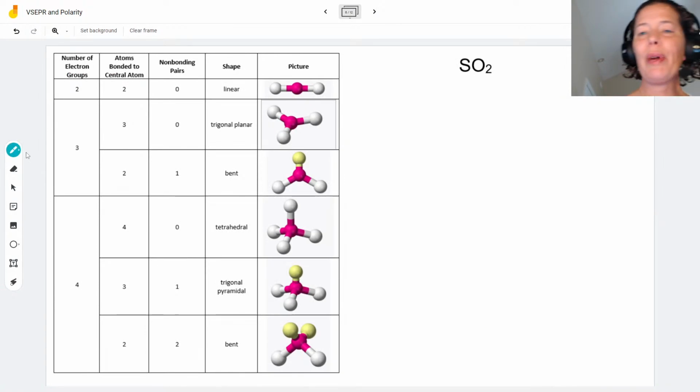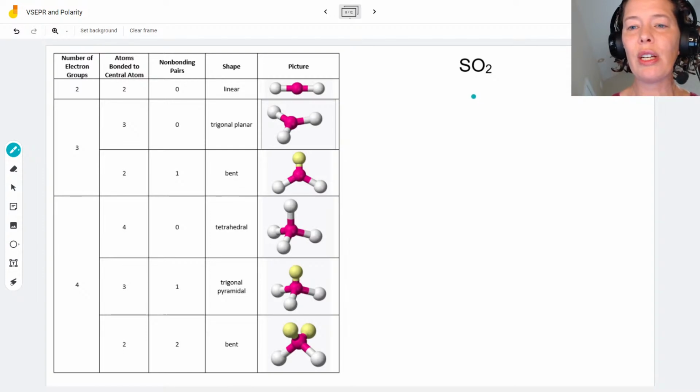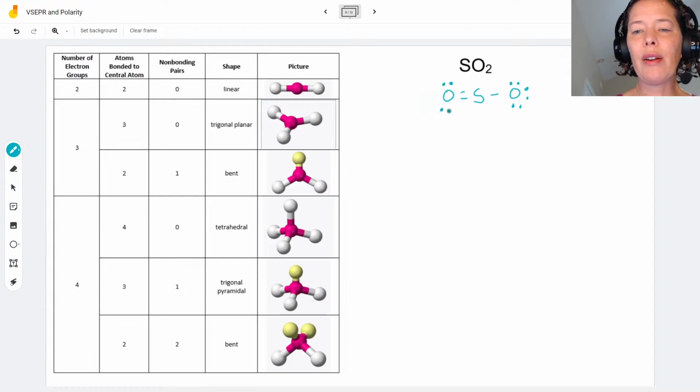Now we have sulfur dioxide, or SO2. Again, this was a structure that we did last time, so I'm just going to draw our Lewis structure here. Sulfur is our central atom, and we've got a double bond to one oxygen and a single bond to a second. We have lone pairs on our oxygen and a lone pair on our sulfur.